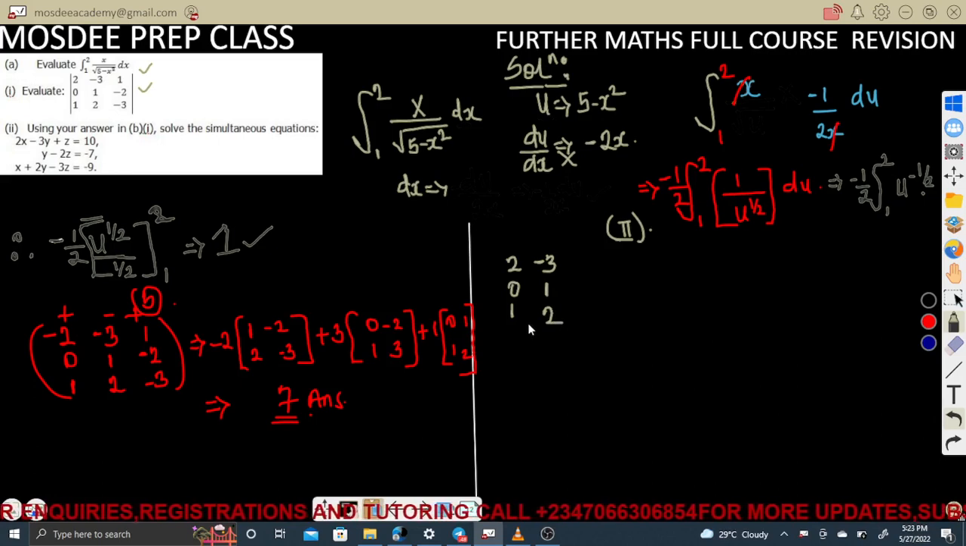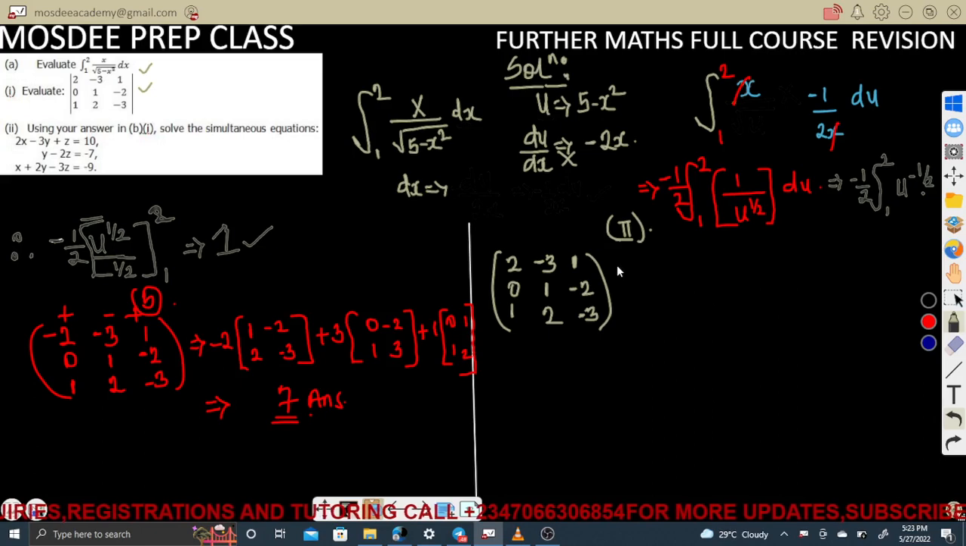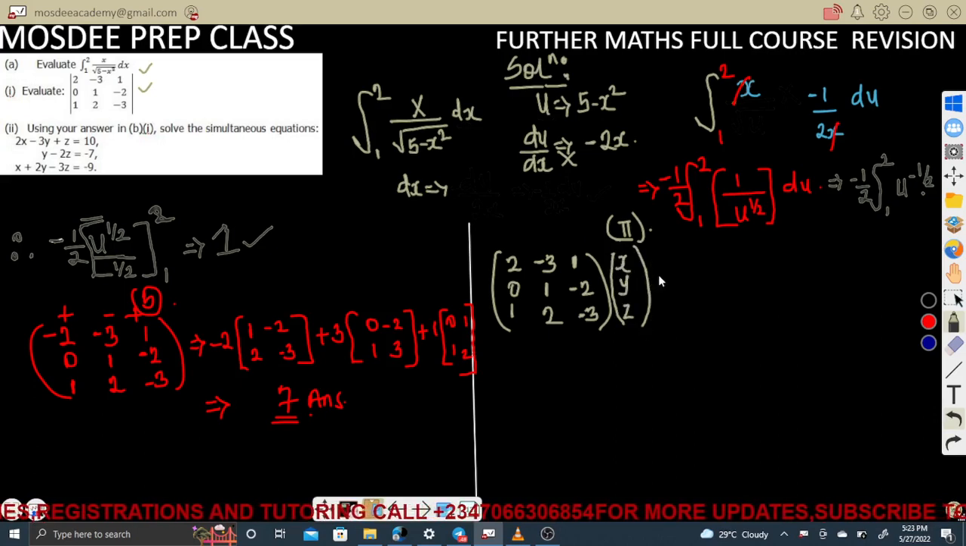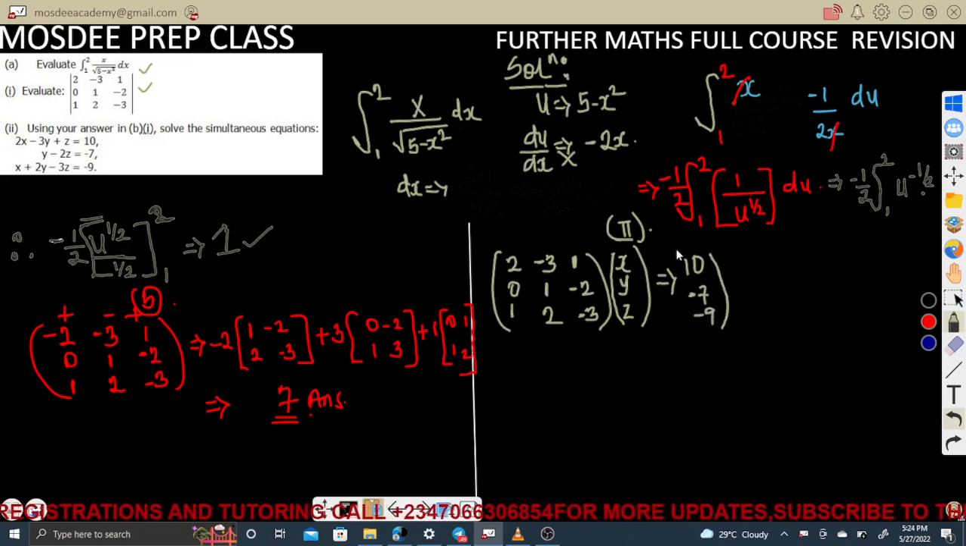So teachers should also endeavor to teach students. I don't think Cramer's rule is important like that, but how to use simultaneous equation, solve it by matrices form is very important. Then the last one is 1, -2, and -3. So everything here, because we are using this, we multiply by x, y, z. X, y, and z must be equal to, what is this? This is 10, -7, and -3. So this is what the examiner wants you to do.